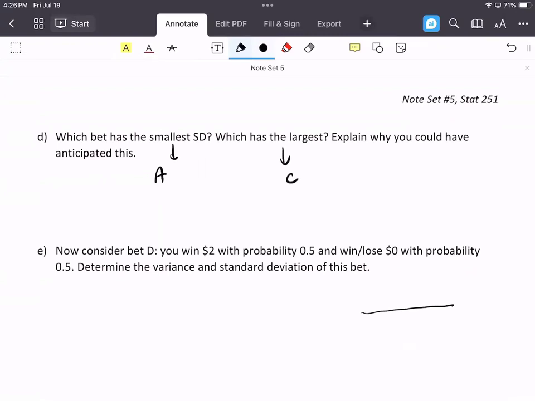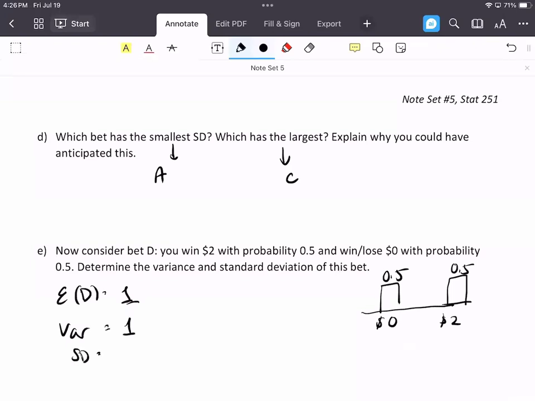So in bet D you can either lose no money, probability 0.5, or you can make $2, probability 0.5. The expected value of that one is going to be 1, and the variance is going to be 1, and the standard deviation will be 1. And you should take a moment to calculate these and make sure you get them.